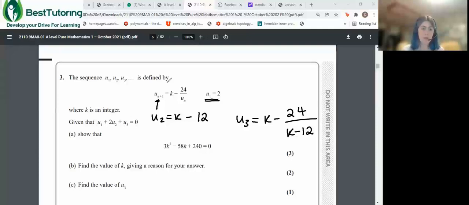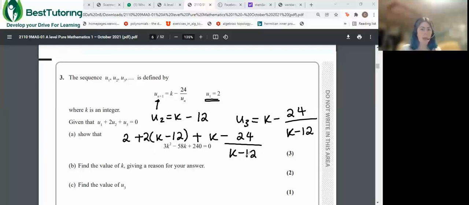Okay, brilliant, Tanisha, that's great. Okay, good. So I won't go through part A too much because obviously you know if you've got the answer right. You just do U1, which is 2, add 2 of these, add U3, and hopefully you guys will have spotted that you can times everything by K minus 12 and you get the right answer. So given that, how did you work out, Tanisha, what K had to be?